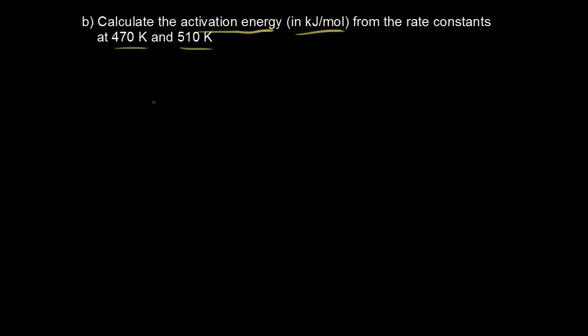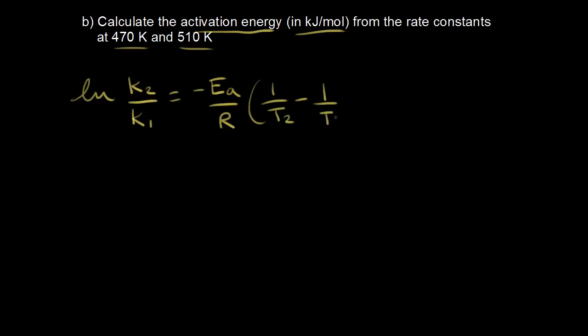And so we need to use the other form of the Arrhenius equation that we talked about in the previous video. So this one was the natural log of the second rate constant K2 over the first rate constant K1 is equal to negative EA over R, once again where EA is your activation energy, times 1 over T2 minus 1 over T1. And so for our temperatures, 510 would be T2, and then 470 would be T1.